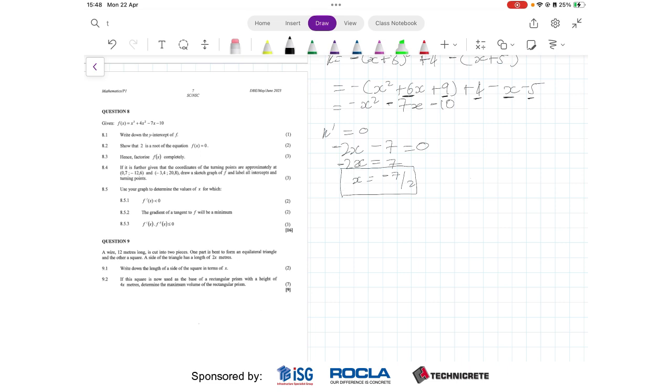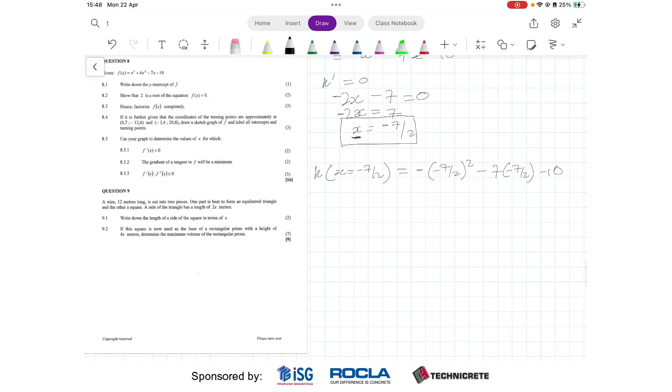Okay, wonderful. Now, since we know that the maximum occurs at the point where x is equal to minus 7 over 2, we take this x and we plug it back into k. Okay, and when we plug it in, we are going to have k at x equals minus 7 over 2 is equal to minus 7 over 2 squared, minus 7 into minus 7 over 2, minus 10. Plug that into your calculator and it gives you that k is equal to 2.25. Yes, k is equal to 2.25.